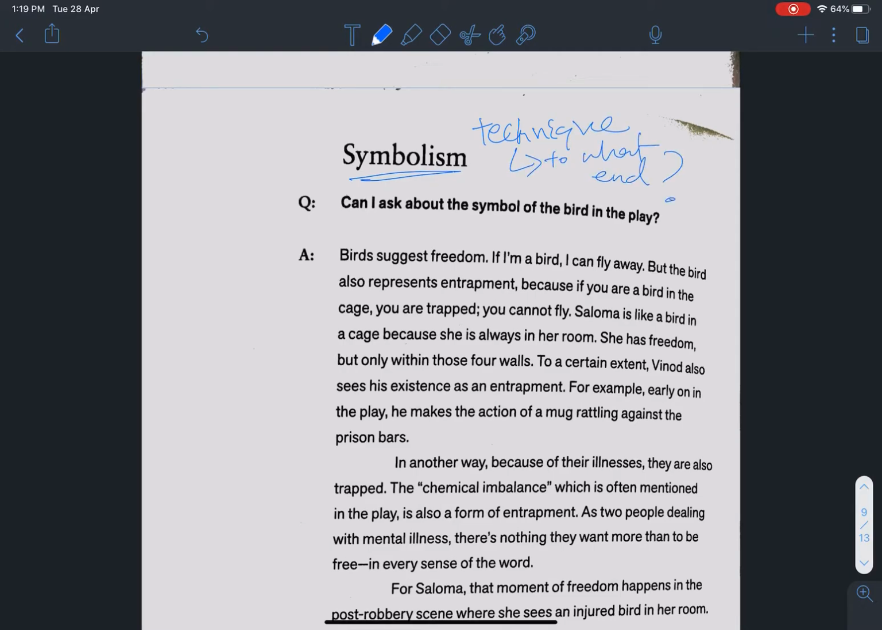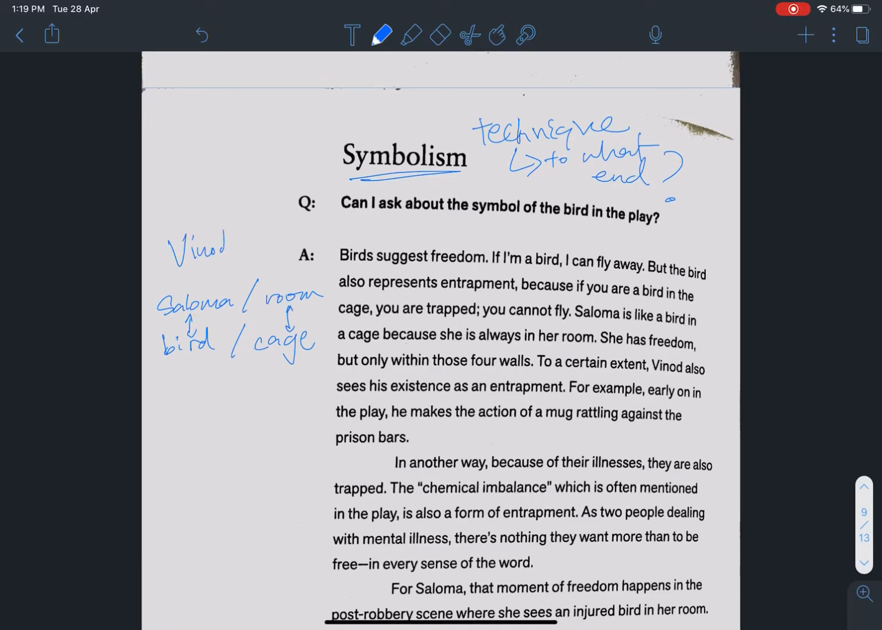Can I ask about the symbol of the bird? The bird suggests freedom. Yes. But a bird that can fly away, a bird also suggests entrapment. Saloma is like a bird because she's always in her room. So I have a relationship here: Saloma and room is like bird in a cage. So I should start making some connections between room and cage. Then after I read the next line, Vinod also sees existence as an entrapment.